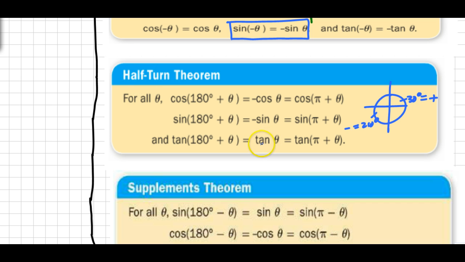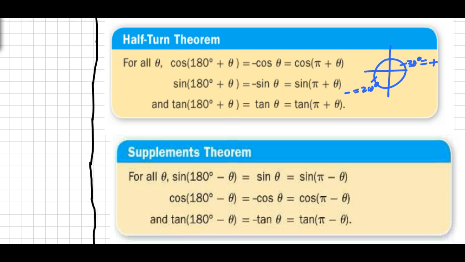The tangent is going to be not opposite, unlike cosine and sine, because when you're in quadrant 3 for tangent, you'd be doing negative divided by negative, which turns positive. So the cosine and the sine here for the half-turn theorem are opposites, but the tangent, both half-turn and the original, are the same value.